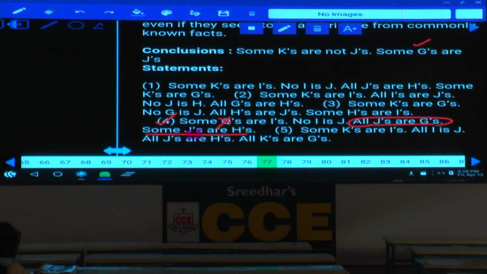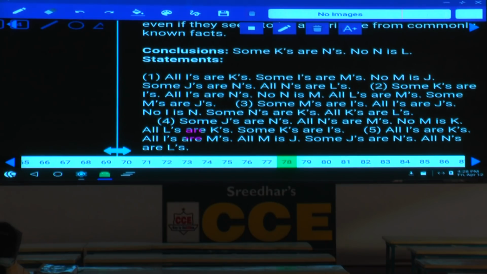And done with this, 77. Then coming to 78. Now in this 78, no N is L. No N is L is a negative statement, no M is J. Now the first choice is ruled out. Why is the first choice ruled out? Because no N is L is a negative conclusion.